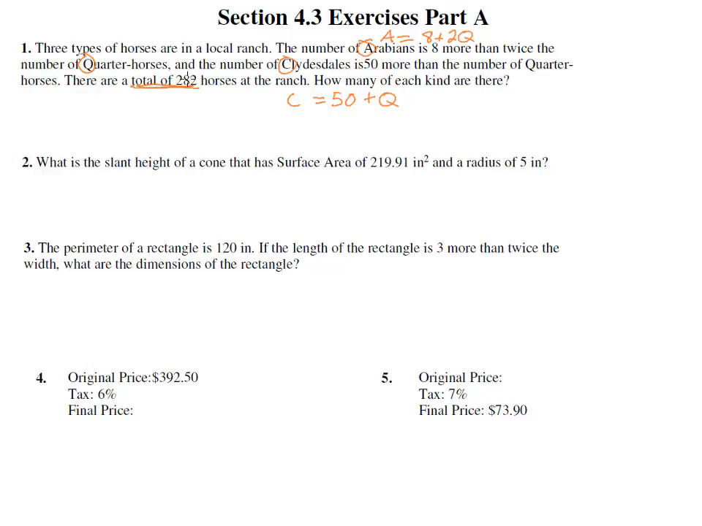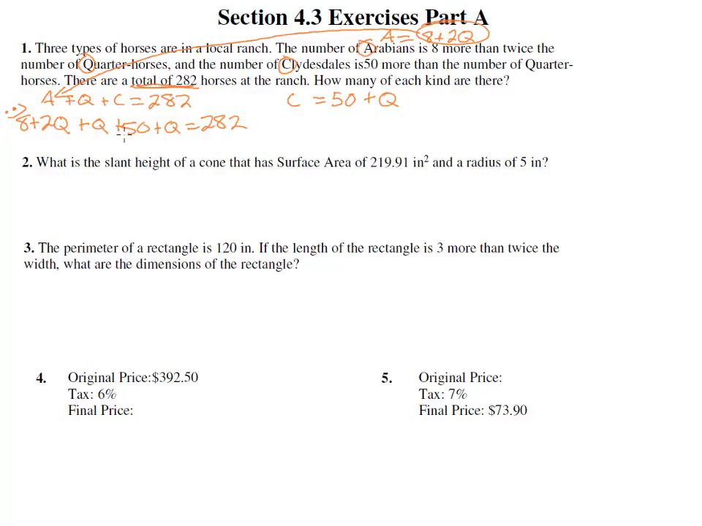So let's add them all up. Total of 282. So we have the Arabians plus the quarter horses plus the Clydesdales will equal 282. The Arabians, we know what A is right up here, so that can go right down there: 8 plus 2Q, plus the number of quarter horses, plus the number of Clydesdales, which is 50 plus Q, equals 282. Hey, look at what we just made. It almost jumps out at us. Happy, smiley face. We have an equation. We know how to solve this.